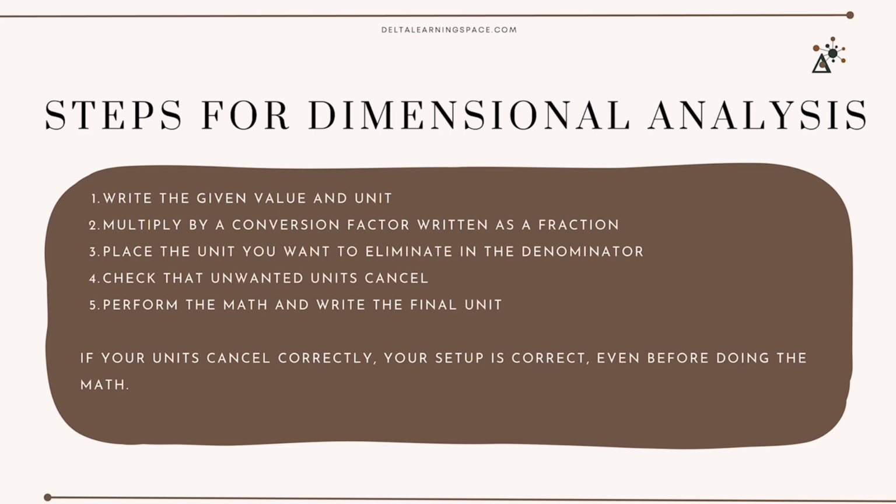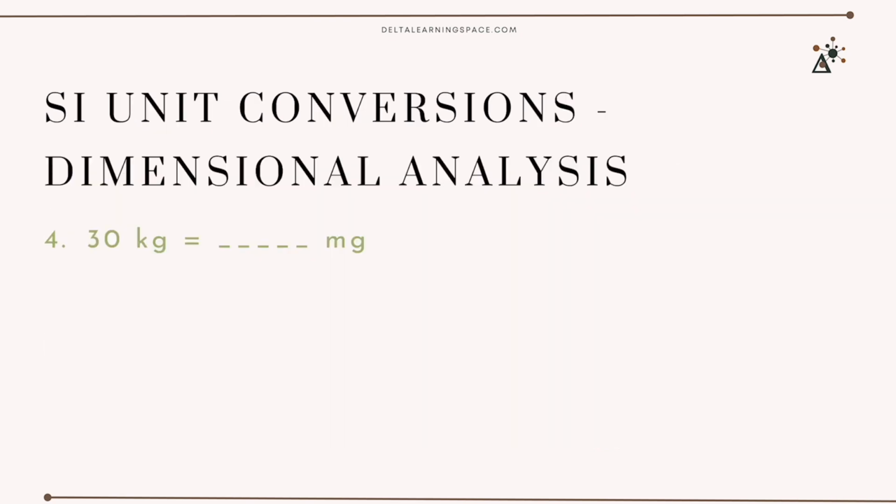And so we are going to take a look at the dimensional analysis method. 1. Write the given value in unit. 2. Multiply by a conversion factor written as a fraction. 3. Place the unit you want to eliminate in the denominator, and this one's going to be key. 4. Check that the unwanted units cancel. And 5. Perform the math and write the final unit. If your units cancel correctly, then your setup is correct. If your units don't cancel, don't do the math just yet. Fix your setup first.